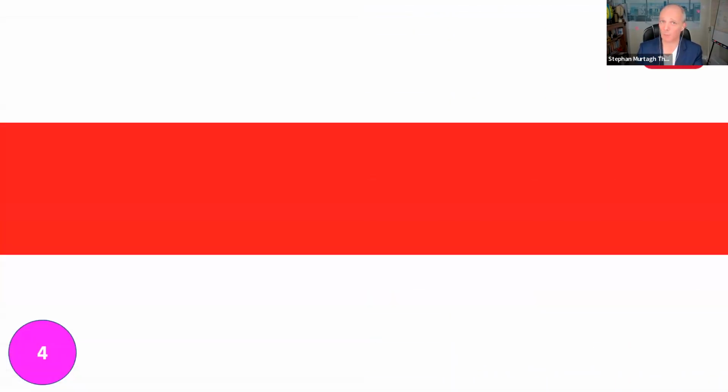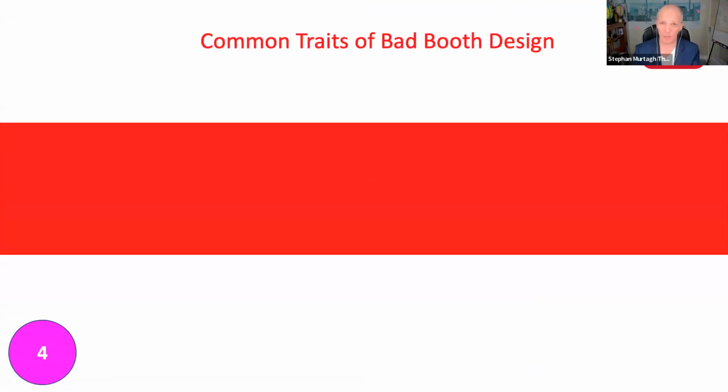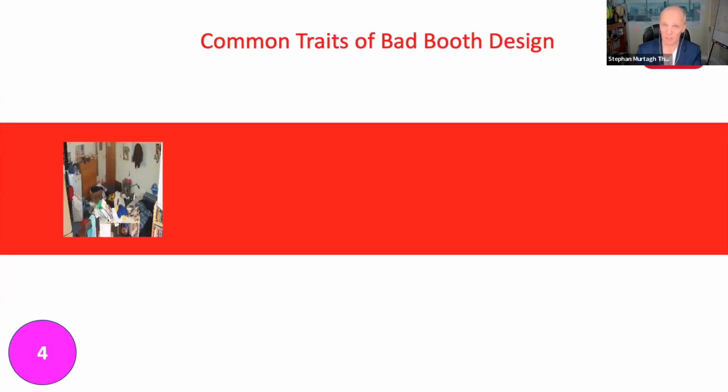Now, as with all good things, we talk about what makes up bad stand design or bad booth design. This is a really critical piece, because if we look at the 4 key areas or the common traits of bad booth design, there is a consistency. The first one is clutter. Having lots of products on your booth. You don't need to do it. Bring your hero product. Bring maybe some other products. Bring the products you're really trying to promote.